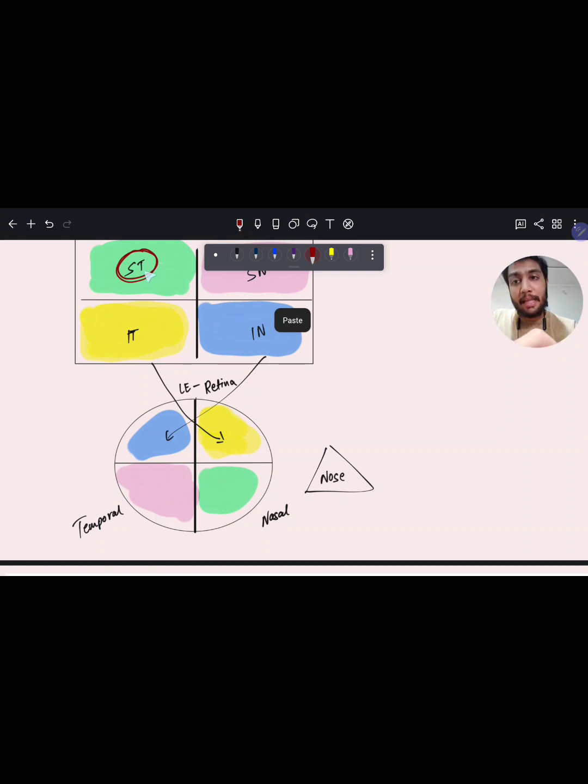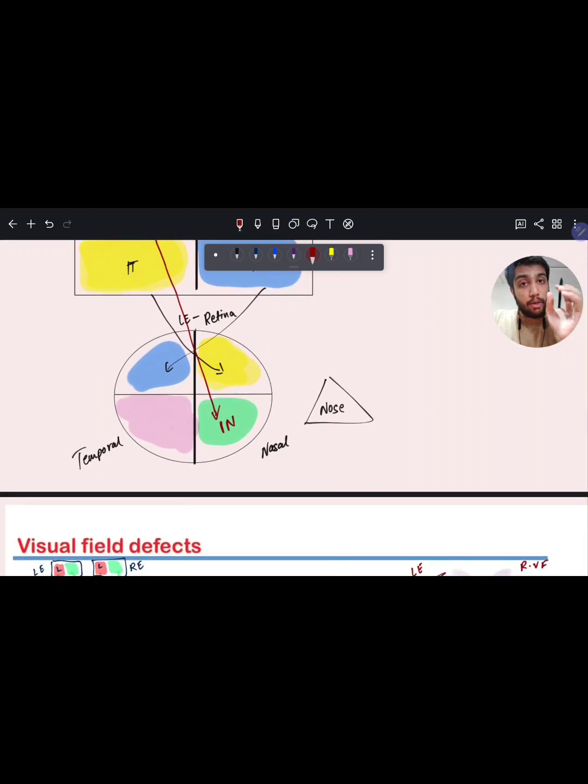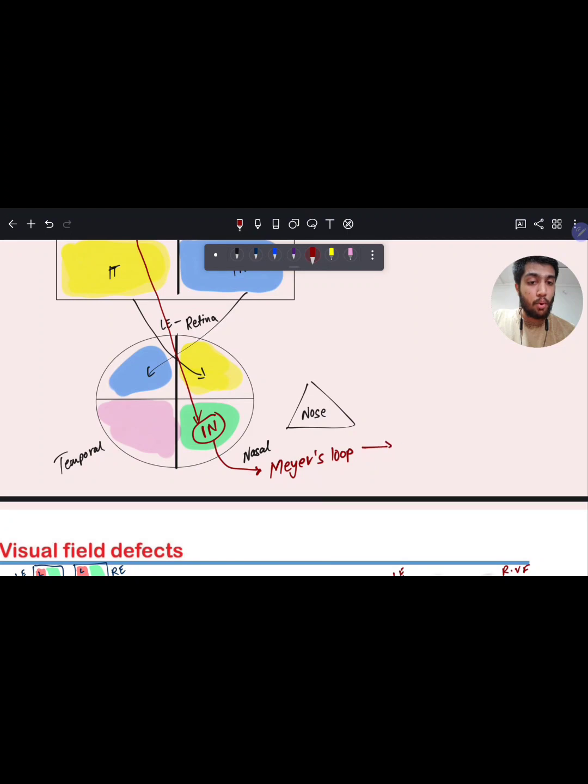सो द सुपीरियर टेम्पोरल फील्ड is projected to the inferior nasal fibers और inferior nasal quadrant of the retina, और यहाँ से inferior nasal fibers ये इंफॉर्मेशन लेके चले जाएंगे और ये फाइबर्स का नाम हम देंगे मेयर्स लूप. ठीक है, एंड मेयर्स लूप विल गो एंड रिले द इंफॉर्मेशन टू द टेम्पोरल लोब.